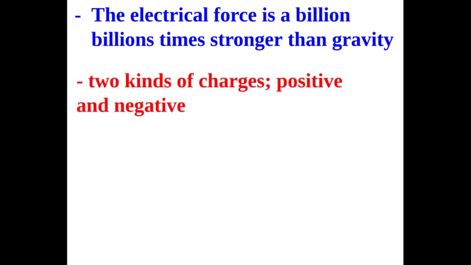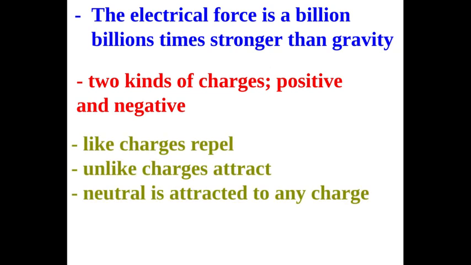We already know this. There are two kinds of charges, positive and negative. They're just names. They don't mean anything beyond that. We know that like charges repel, unlike charges attract, but neutral objects will be attracted to either charge as well, and that's due to polarization.